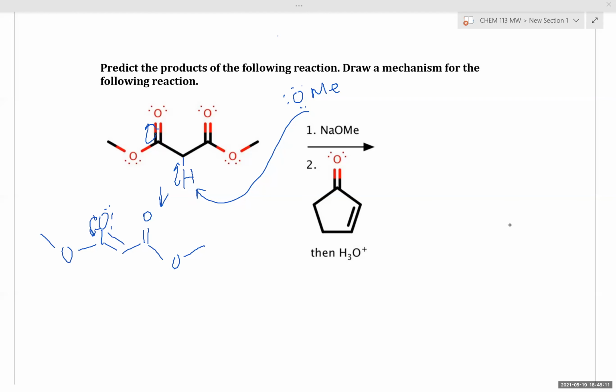Would anyone like to continue on with this mechanism, or would someone in the class like to provide some assistance to the student drawing this out? So they form the enolate, and yes, perfect. Our enolate can attack electrophiles, such as the electrophilic beta carbon of our enone, and that can give our conjugate addition product. Perfect. It's great to see students working together and stringing together the steps of this mechanism.